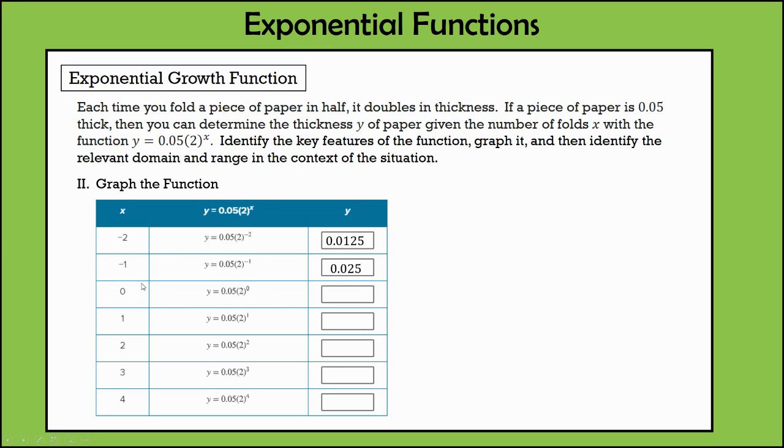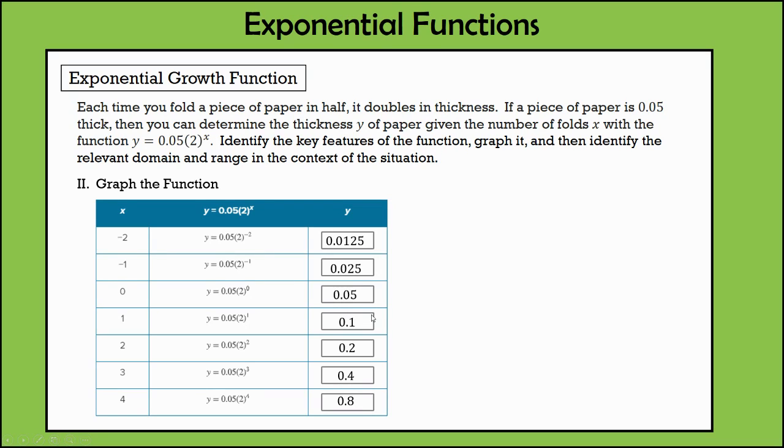Okay. When x equals 0, so 0 folds, remember we just found that. That's the y-intercept. That's at 0.05. So we haven't folded the paper at all. It's at its original thickness. Okay, after one fold, we'll be at 0.1. After 2 folds, we're at 0.2. After 3 folds, we're at 0.4. And after 4 folds, we're at 0.8.